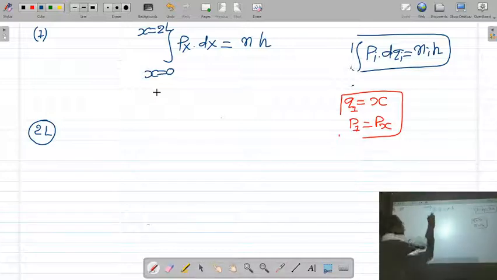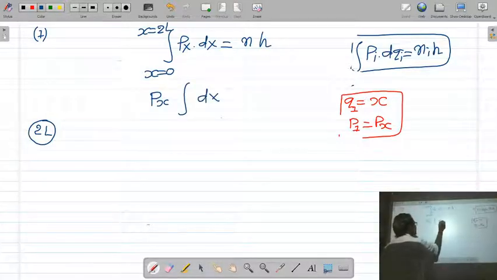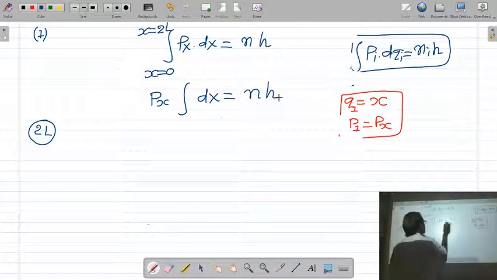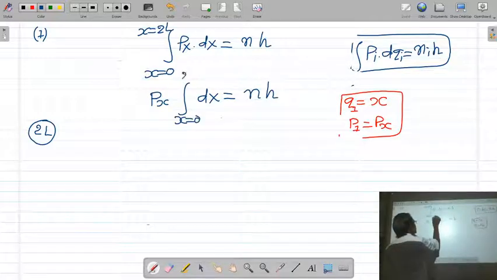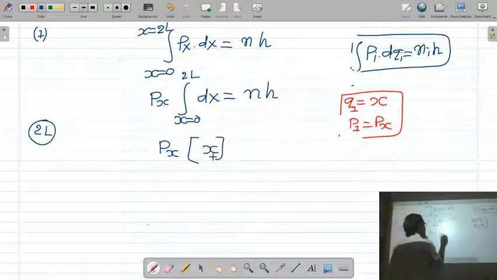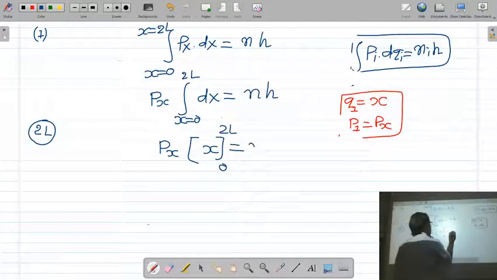Okay, now this is the phase integral for the particle moving in the one-dimensional box: the integral of px dx equals nh. The limit of x is from 0, and during one period of its motion, the particle travels distance 2L. So the limit of x is from 0 to 2L. px is the constant momentum of the particle, so it can be taken outside the integral. px integral dx is equal to nh, with x from 0 to 2L. So px times the integral of dx, x from 0 to 2L, is equal to nh.